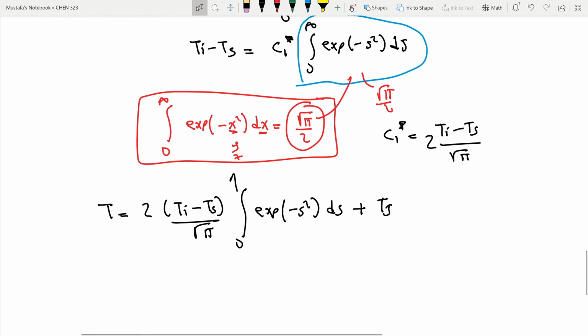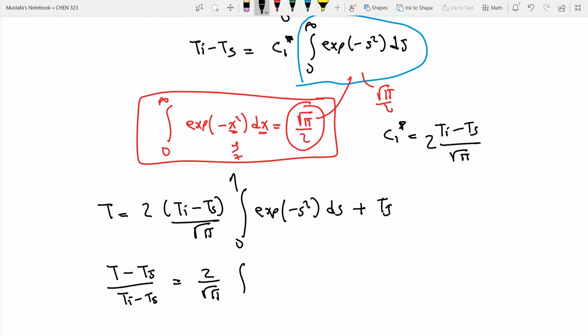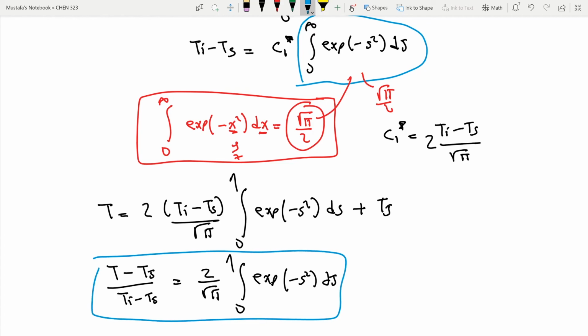So I can organize this a little better. I can pull the Ts to the other side and divide by Ti minus Ts. So we have T minus Ts divided by Ti minus Ts is equal to the square root of 2 over pi, integral from 0 to eta of exponential minus s squared ds. Okay, so this is the solution of the temperature profile.